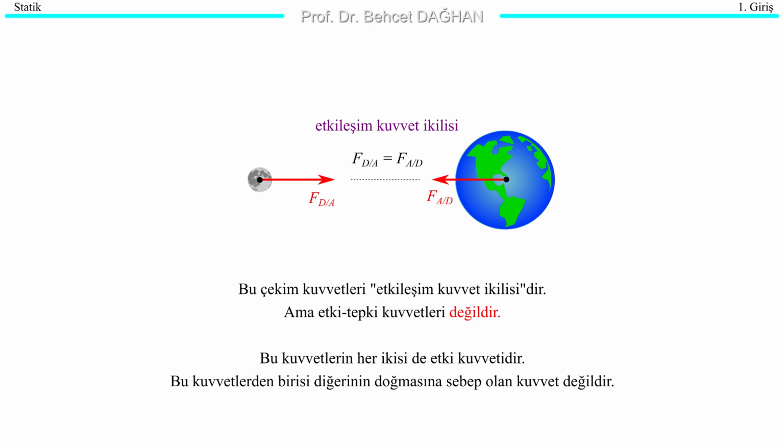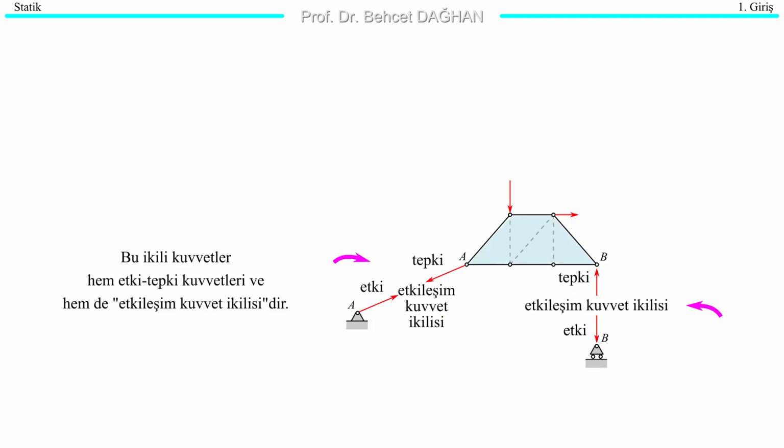Let's go back to the truss again. If we examine the support reactions a little more, we said that these forces are interaction force pair, we also see that they are action-reaction. The truss applies an action force to the support A, and the support reacts to it. It exerts a force of equal magnitude in the opposite direction. So is the support B. These force pairs are both action-reaction and interaction force pair. In fact, the reason why this principle is called the action-reaction principle in the literature is because some forces are interaction force pair and also action-reaction.